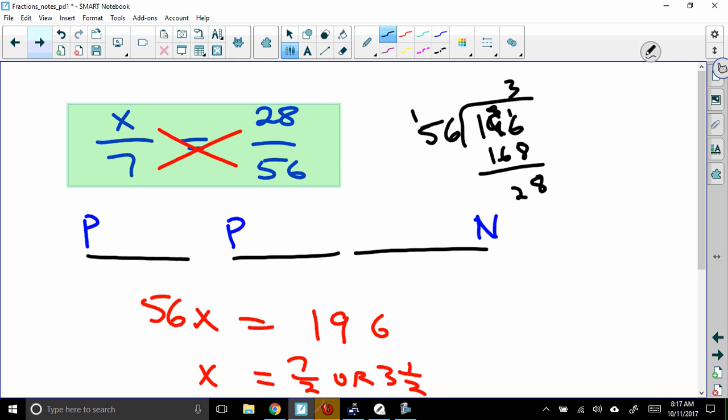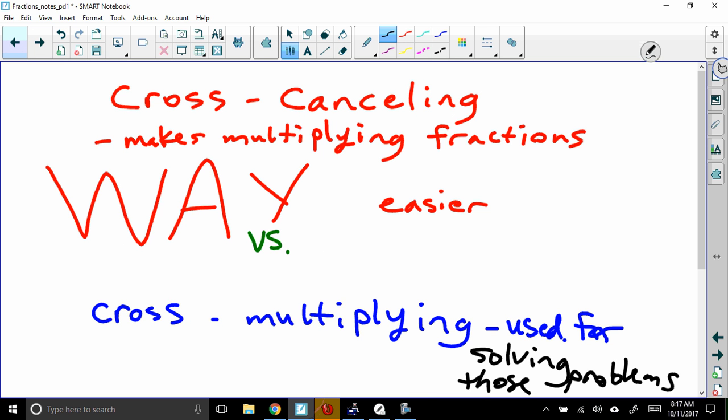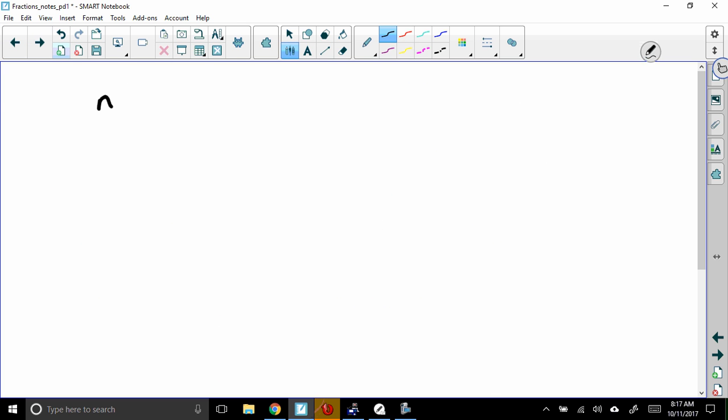Just so you know, that was a proportion. I know it's been a while. I know the vocabulary sometimes escapes us. But cross-multiplying is used for solving proportions. Cross-canceling is something that I really want you to be able to do. Okay? So let's take a look at cross-canceling.